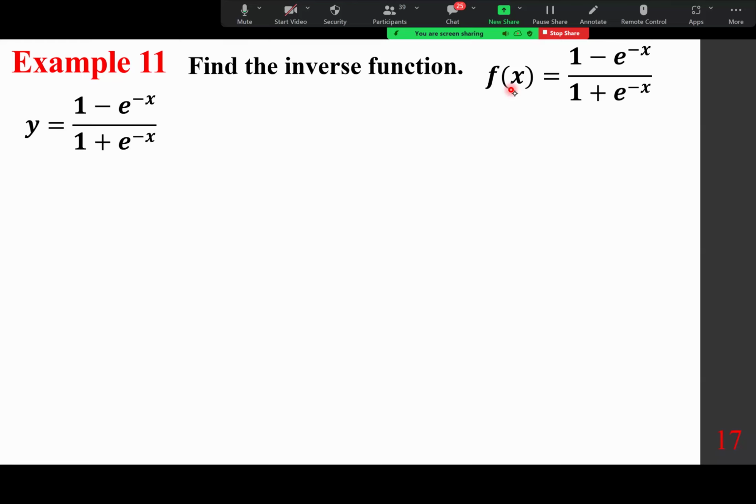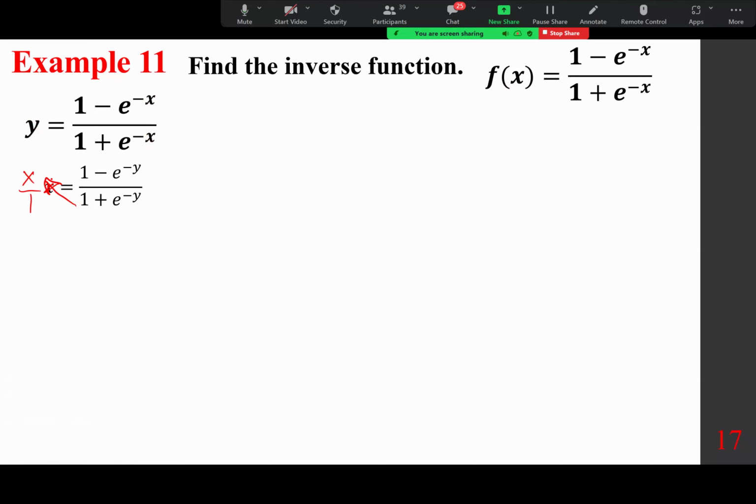The next step is to interchange x and y. So this becomes x, this becomes y, this becomes y. And the next step is to solve for y. To solve for y, we are going to do the cross product. So I'm going to write this one as x over 1. And so we have the product of this.